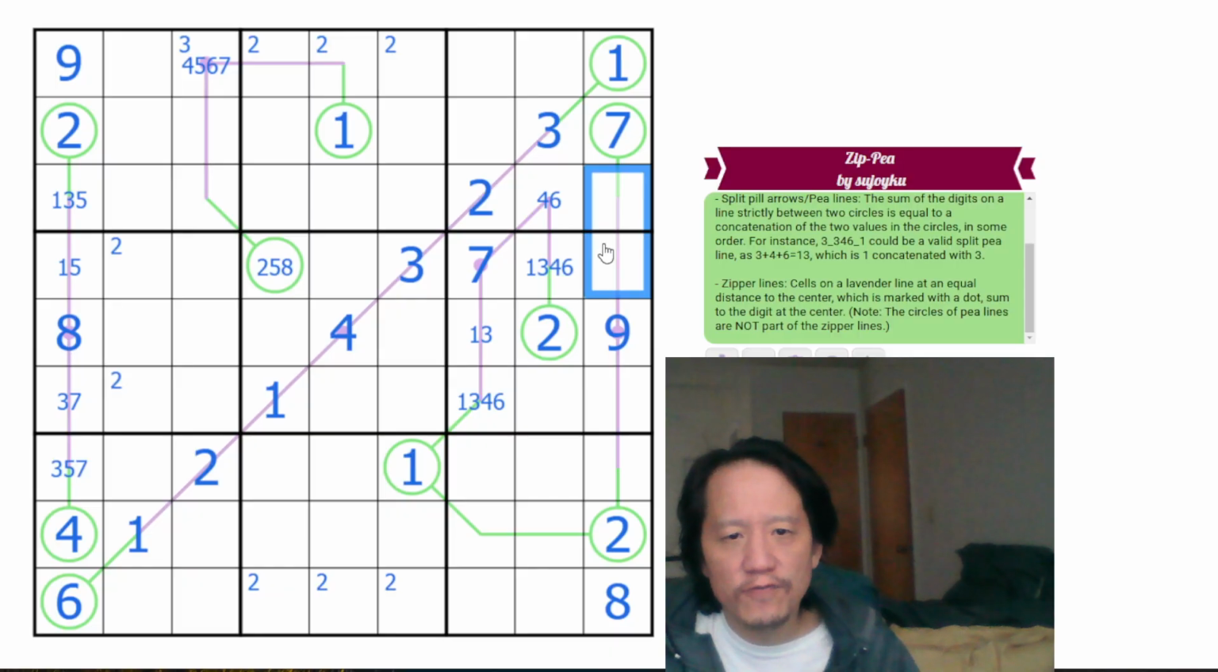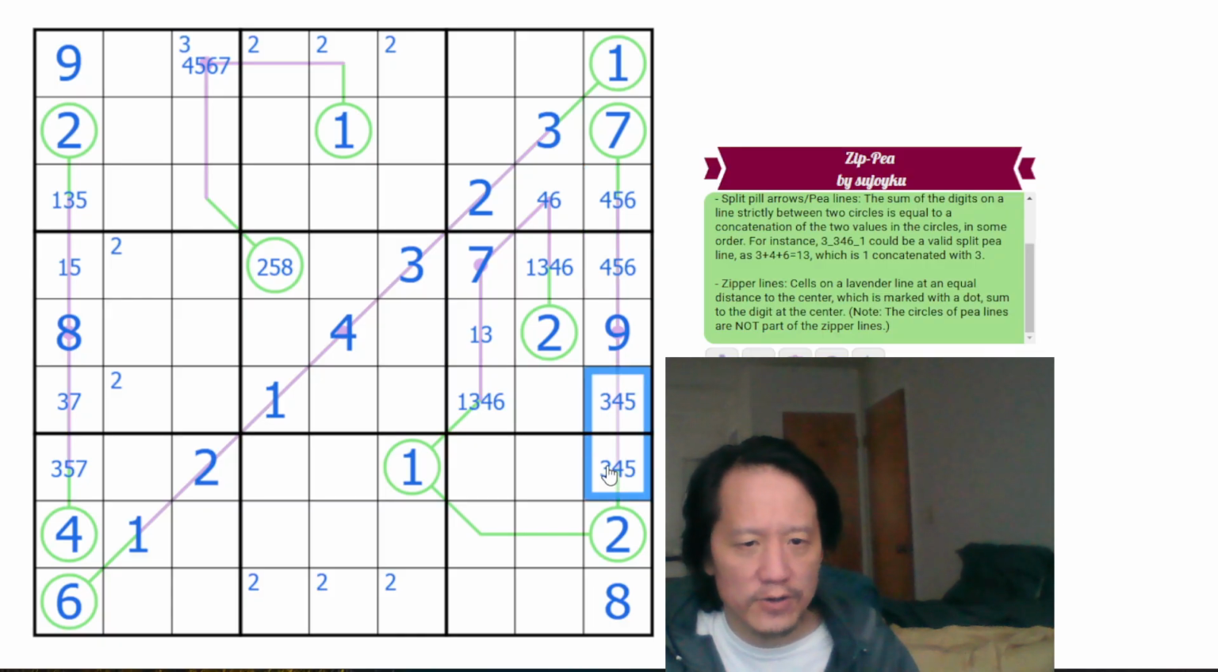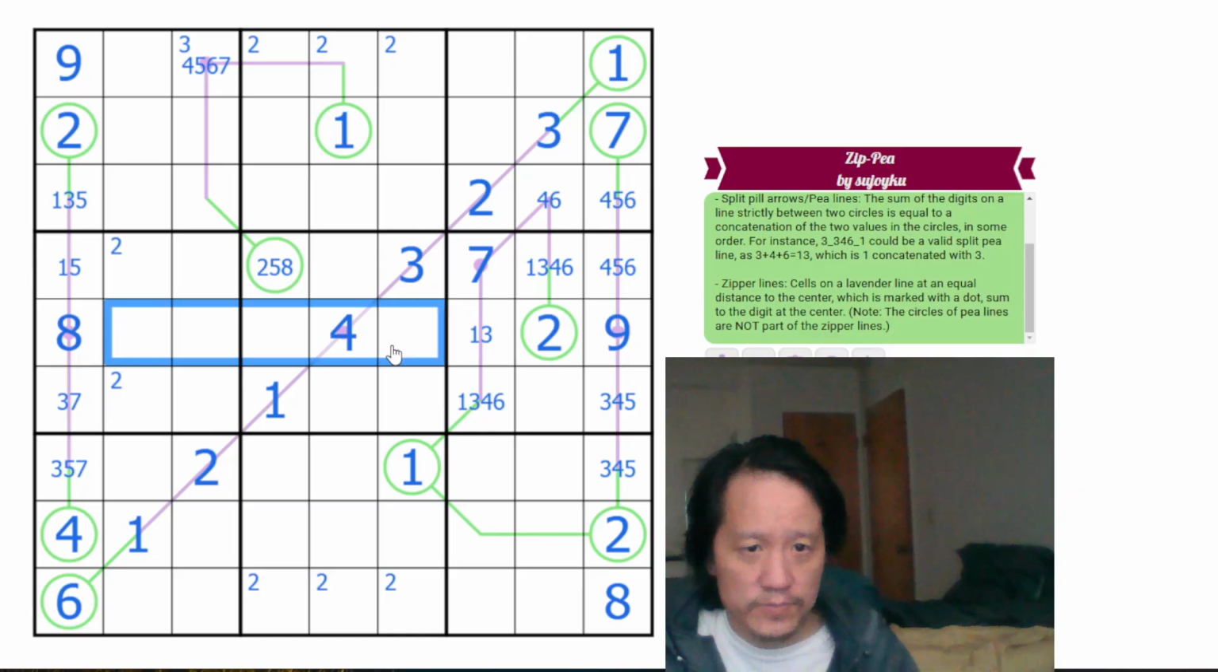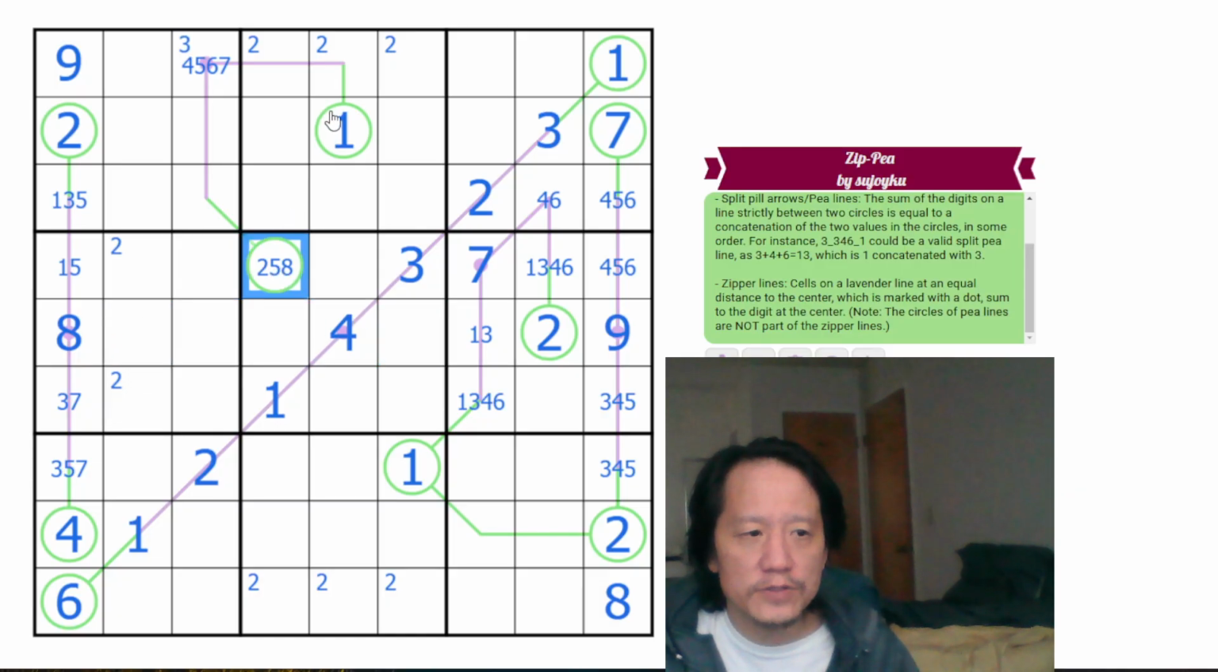We have now 4, 5, and 3, 6. So the 3 can be here, which means the 6 can be here. The 4 can be anywhere. So the 5 can be anywhere. Okay, so this is either 12, 15, 18, or 21.